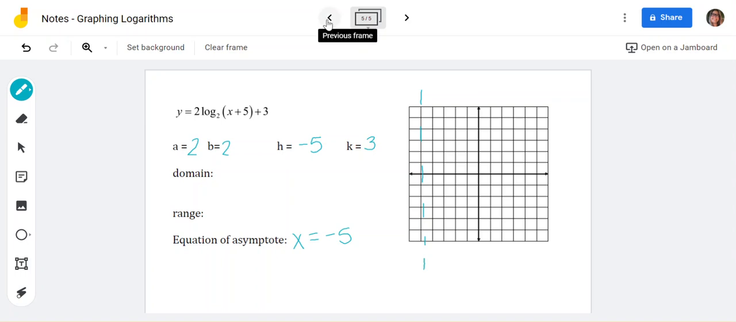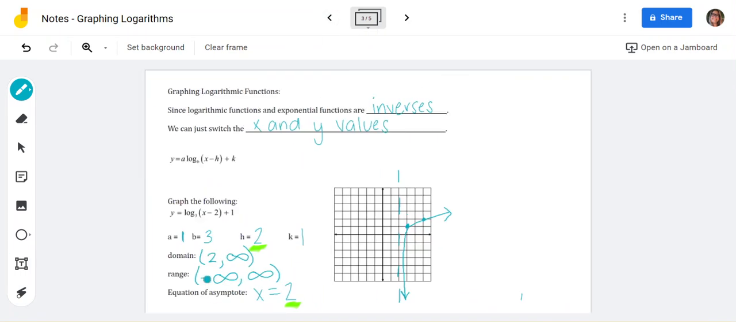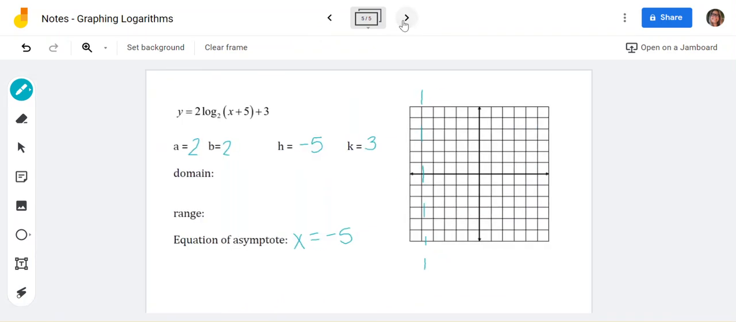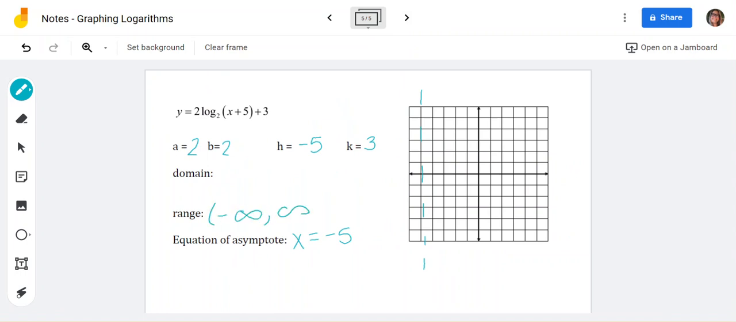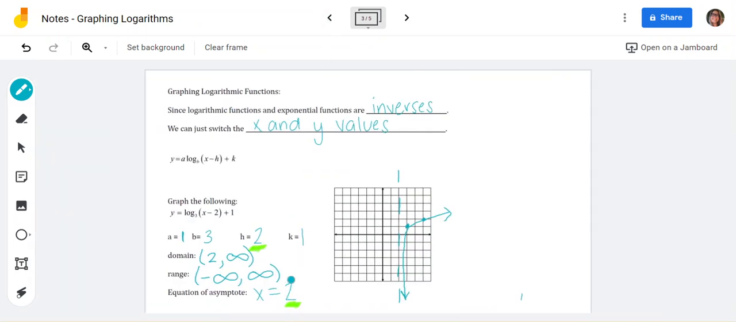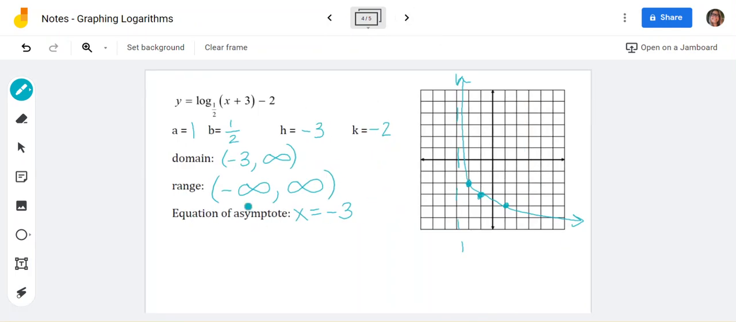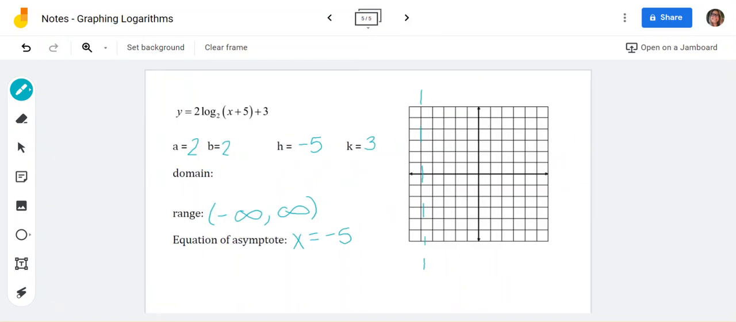You may have noticed a pattern. All of the ranges were -infinity to infinity. Well, on our exponentials, the domain was always -infinity to infinity, and since they're inverses, it swaps to the range this time. You may have also noticed a pattern with the domain. Our asymptote was at 2, h was 2, our domain started at 2. Our h was -3, our asymptote was at -3, our domain was at -3. So for this one, we know our domain is going to go from -5 to infinity.